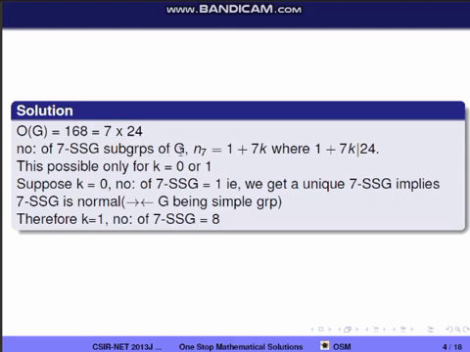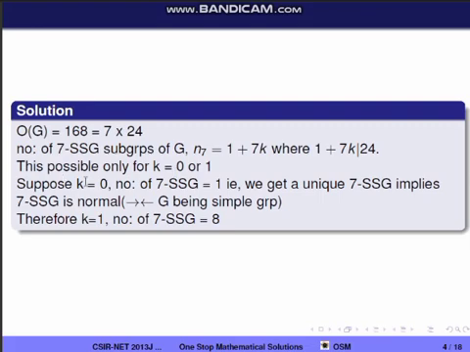Using that, we get N_7 is equal to 1 plus 7k, where 1 plus 7k should divide the order of G by 7, that is 24. So 1 plus 7k should divide 24. This is only possible for k equal to 0 or k equal to 1.